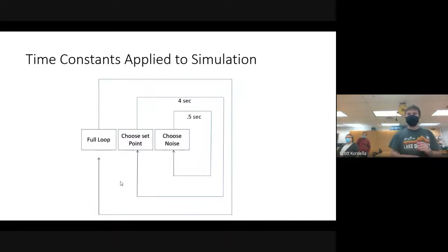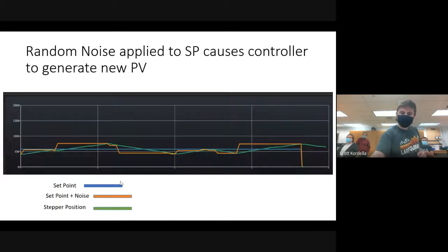This is more detail on the actual program that I built. It would do the full loop and choose the set point every 4 seconds, and then every half a second, it would choose the noise. So it would choose one set point, which is just a straight line, and then the motor would get to it, then it would choose a noise around the set point. So then it would jump down, jump up, jump down, jump around. I have a chart on the next slide.